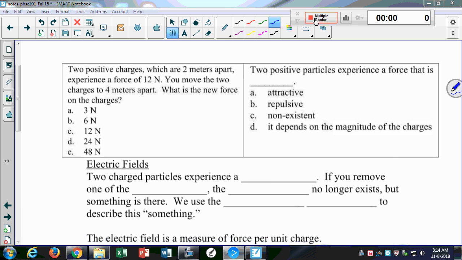Let's try these two. Two positive charges, which are 2 meters apart, experience a force of 12 newtons. You move the charges 4 meters apart. What is the new force on the charges? Remember our equation: F is KQ over R squared. F is 12 newtons when it's 2 meters apart. What happens when you move them to 4 meters apart? Not 4 times the distance, but from 2 meters to 4 meters.